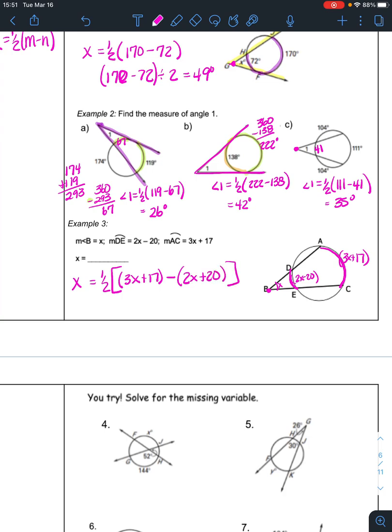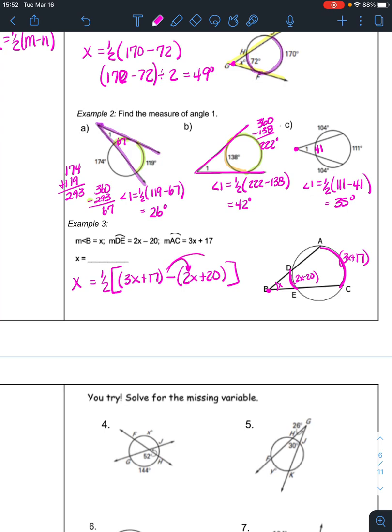This is very important, and usually what students do is they'll do 3x plus 17 minus 2x minus 20. Well, the 2x gets subtracted, but the 20 doesn't get subtracted. So here is the issue with writing it like that. That's why it is better to substitute into parentheses, because you're going to mess up that minus sign. So it's very important that you see that.